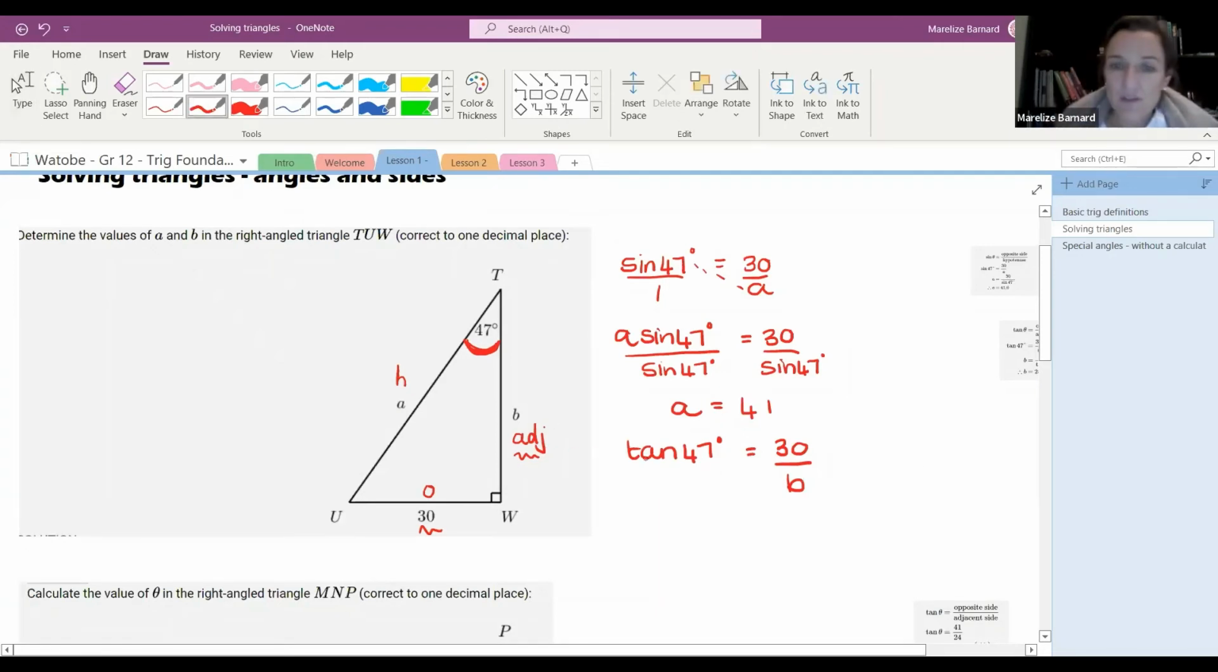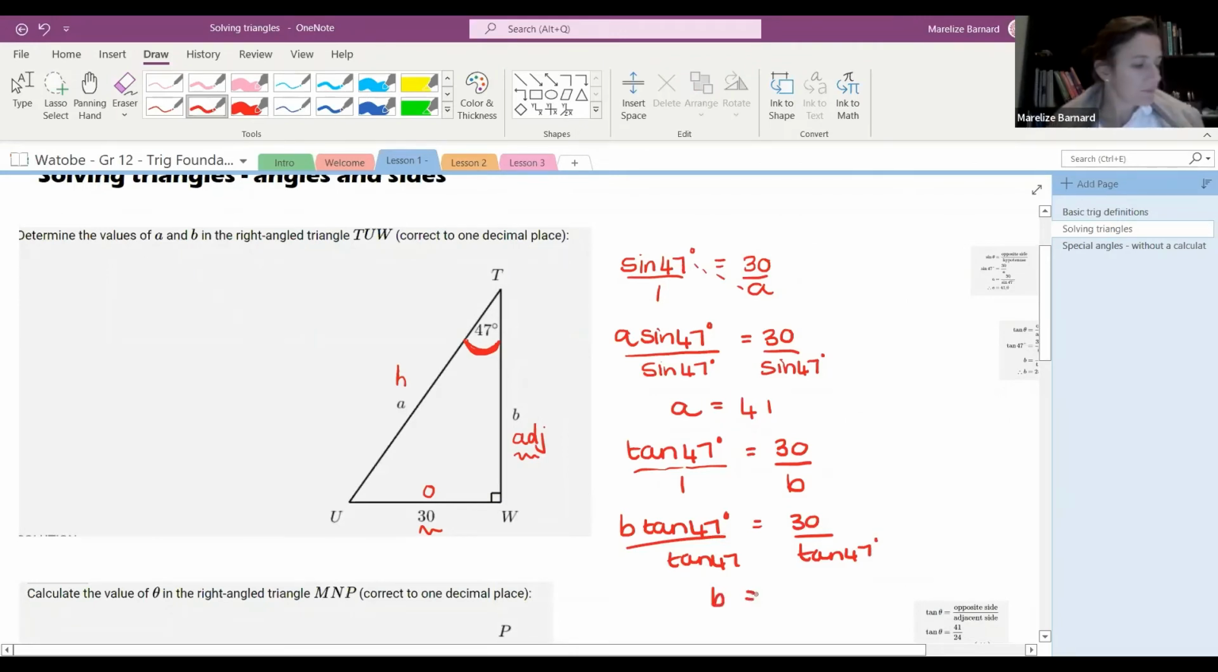Okay, so we have to do our cross multiplication again so that we can solve for B. I like to just put that over 1 because then I'm looking at the same thing, fractions. So B is tan of 47, and that is 30. And now we are going to divide by tan 47 on both sides. And then B is, on your calculator, 30 divided by tan of 47.